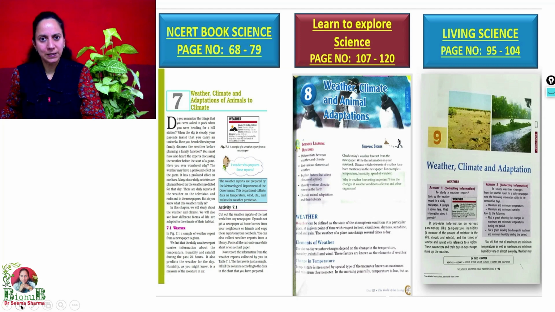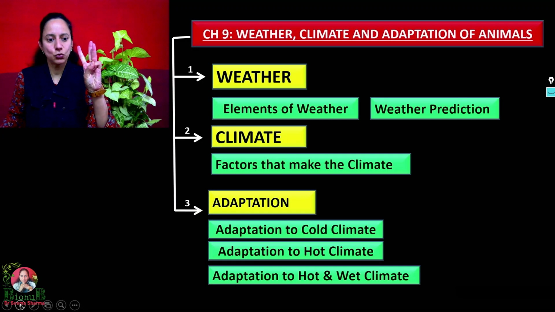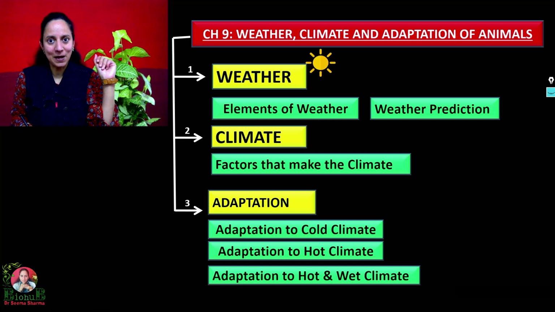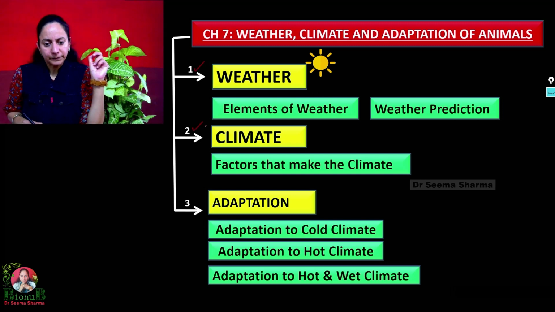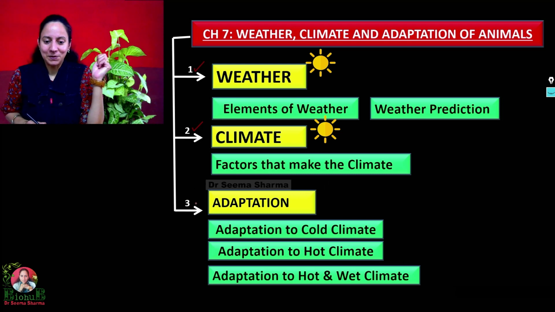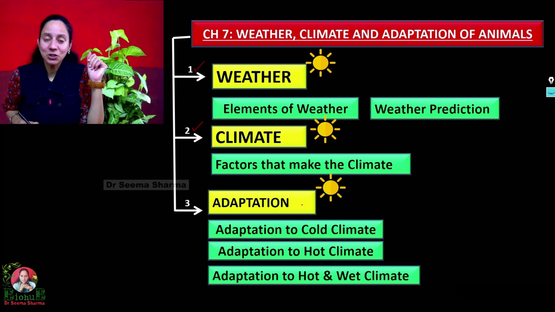On the basis of the content, we can divide this chapter basically into 3 parts. Part 1 is about weather, and in this part, we are going to know about elements of weather and weather prediction. In the second part, you will come to know about climate and the factors that make the climate of any place. Third is a very interesting part of this chapter, which is totally related to biology, and it's about adaptation of animals to different types of climates. So this chapter is a very interesting chapter.